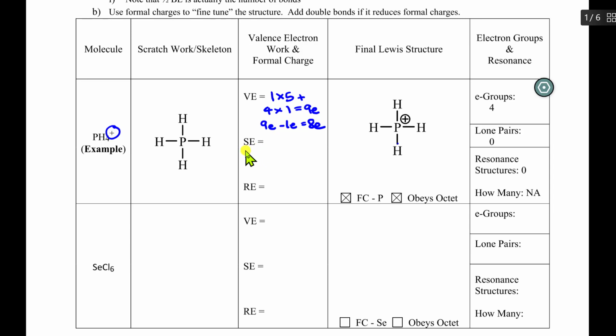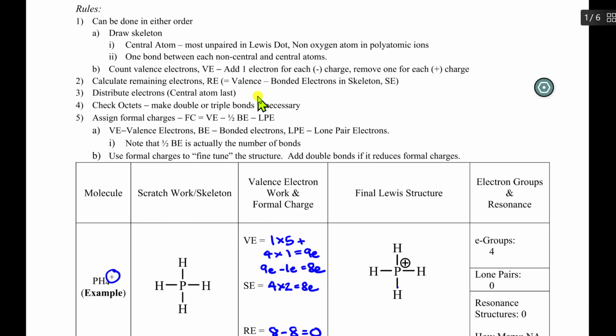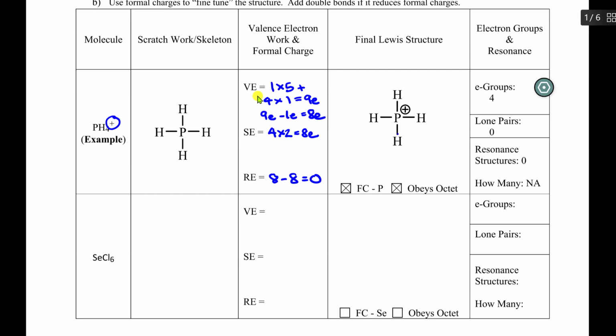Now I need to look to see how many electrons are drawn out already in the skeleton. So I have 1, 2, 3, 4, 5, 6, 7, 8, counting each electron in the bonds. Remember, bonds are 2 electrons. Or you can simply say there are 4 bonds, 2 electrons per bond. That's 8. That leaves me with 0 remaining electrons, because it's 8 minus 8. If you need reminders of how to do some of these simple calculations, it's all up in here. But this is the method I want you to follow. It's essentially what's done in the lecture.